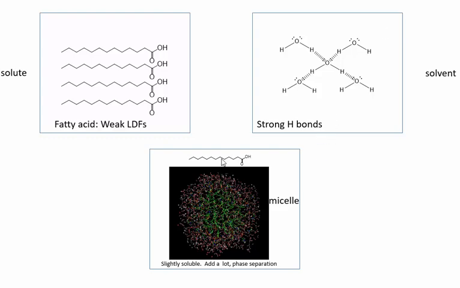So in a way, as it is very slightly soluble, if we get enough of these in solution, we get a phase separation, just like we saw with the octane, because there are too many weak interactions that would be formed, and you'd have to break up too many hydrogen bond interactions for it to be completely soluble. Hence, we get a phase separation and micelle formation.